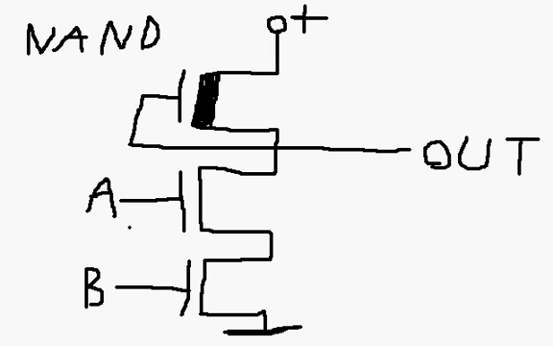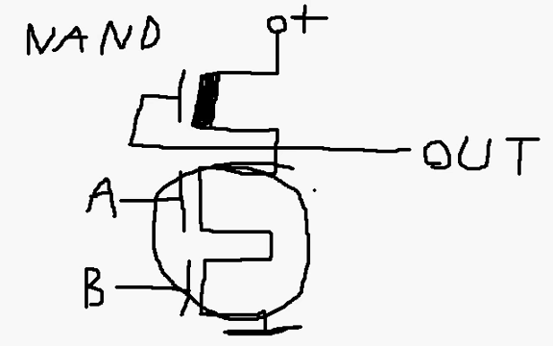And so the basic idea is, if both A and B are on, then that turns on these 2 MOSFETs that allows the output to be pulled down to ground. If either A or B are not on, then this segment is essentially closed off and out cannot go low and it will remain high.